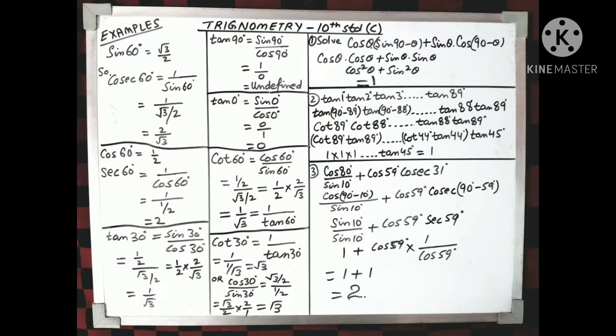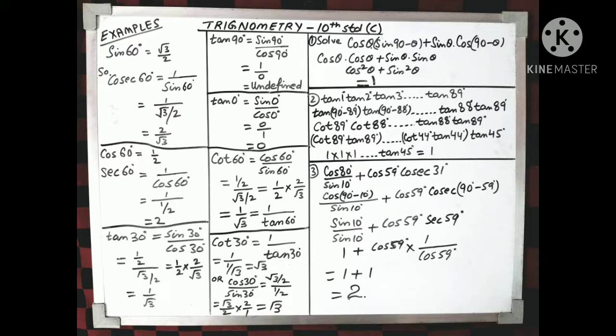The question is cos 80 degree divided by sin 10 degree plus cos 59 degree cosec 31 degree. Now in such questions, you convert only one of the functions as 90 minus something. Don't change both the functions, right? See here, I have written cos 80 is equal to cos of (90 minus 10) degree. Similarly, for cosec 31 degree, I have written cosec (90 minus 59) degree, right?